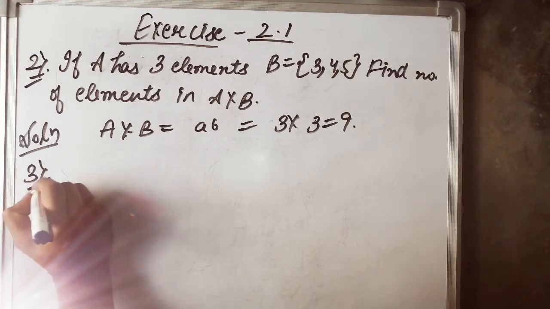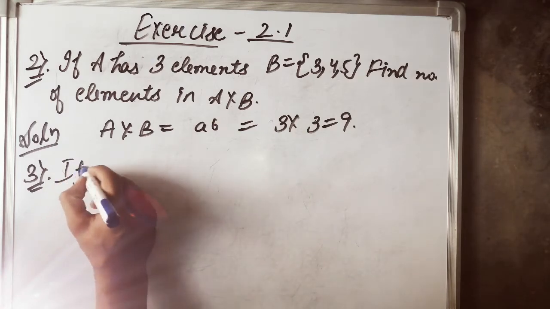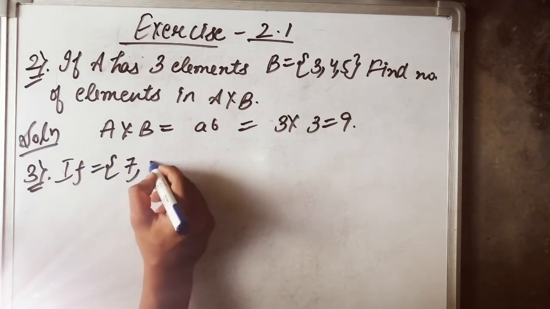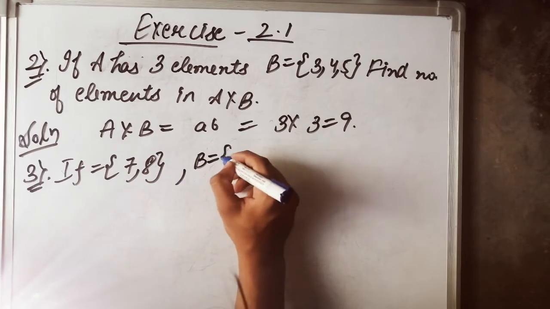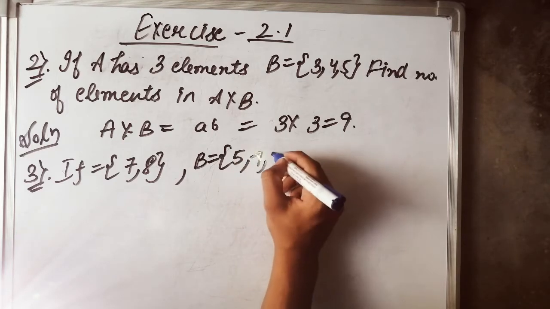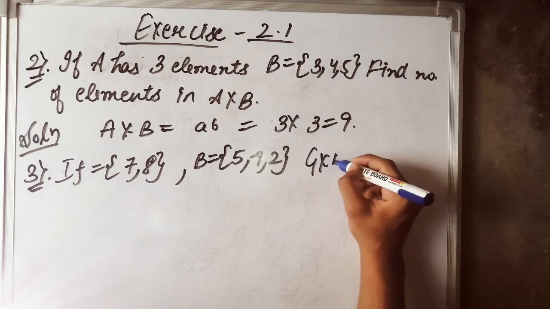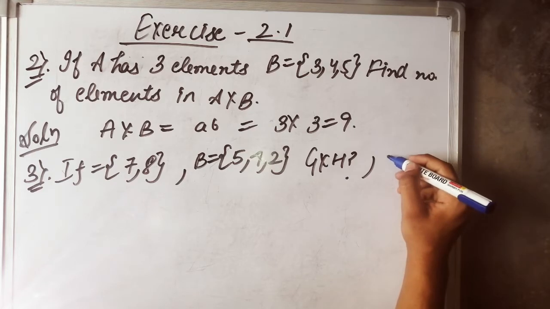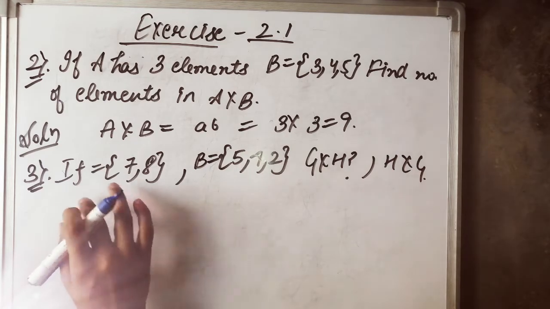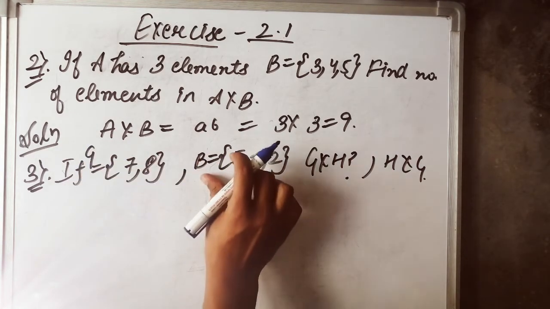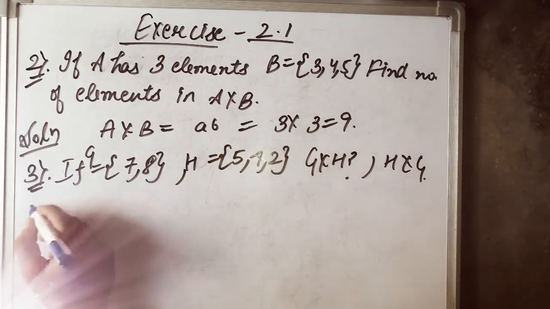Okay, let's have a look at the third question, which is, if G is equal to 7, 8 and H is equal to 5, 4, 2, find G cross H and H cross G. Sorry, I apologize. This is G set and this is H set. Let's have a look at the solution.